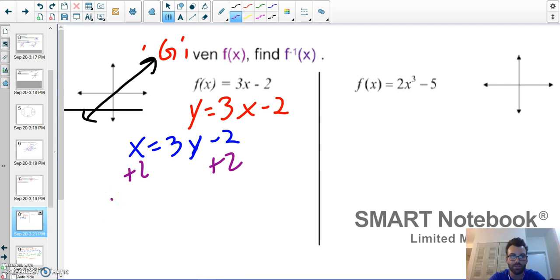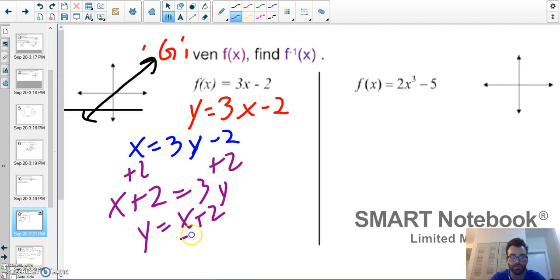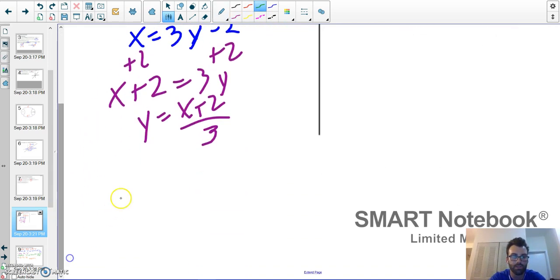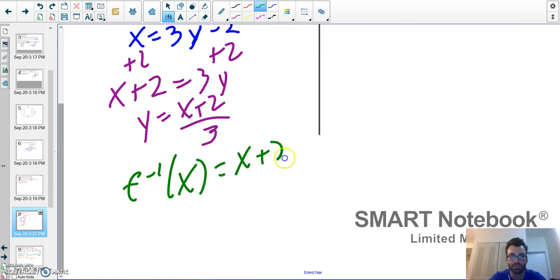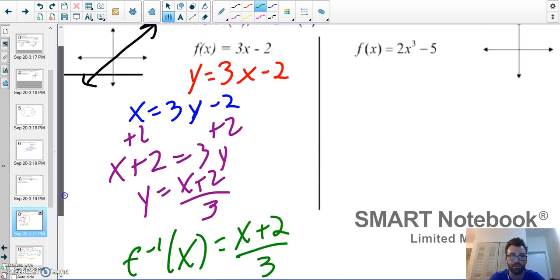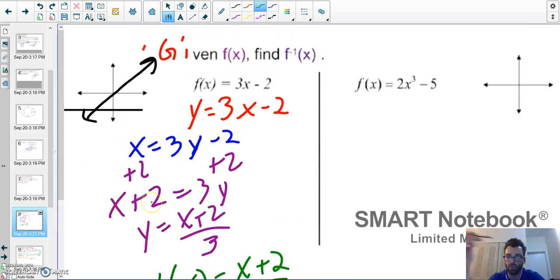So I add 2 to both sides. x plus 2 equals 3y. Divide everything by 3. So y equals (x plus 2) over 3. Our last step was to rewrite it in function notation, so f inverse of x equals (x plus 2) divided by 3. If I think about this as a composition, if I plug (x plus 2) divided by 3 back in for x, you would get x. I'm not going to do that for the sake of time today.